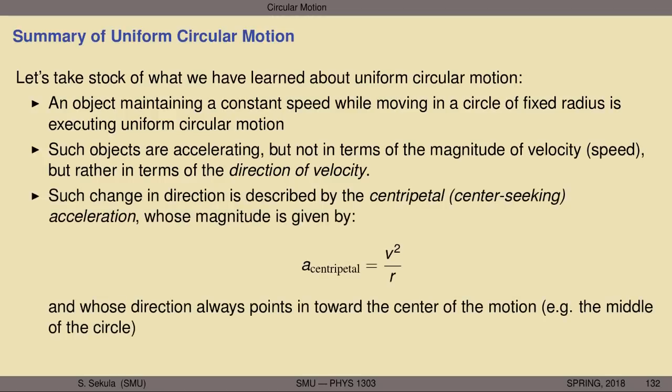That's how we describe that change, and the magnitude of that centripetal acceleration is given by this deceptively simple looking equation, v squared over r. The centripetal acceleration always points in toward the center of the motion, that is, the center of the circle, the middle of the circle.